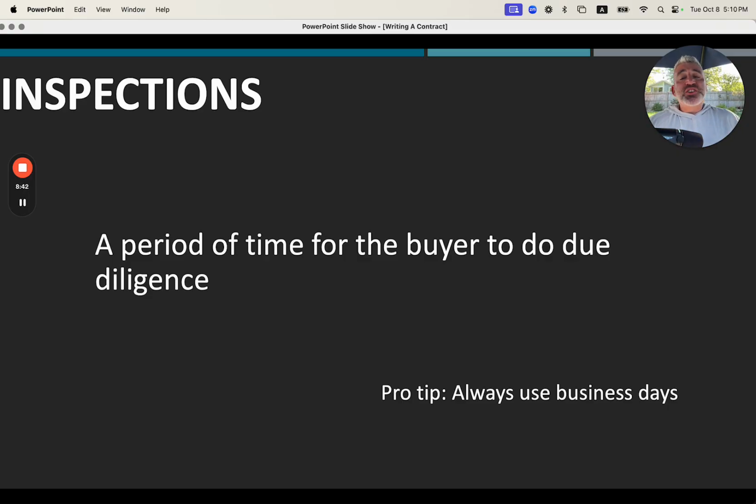Inspection period. An inspection period is a period of time for the buyer to do due diligence. Pro tip, always use business days. For me, I'm going to try to push them out as long as I possibly can. I'm going to do 30-day inspection periods, 45-day inspection periods, and always say business days so it gives you extra time. Now, guys, if you tell them 45 days for inspection periods and they're like, "Well, what do you mean? Why do you need 45 days?"